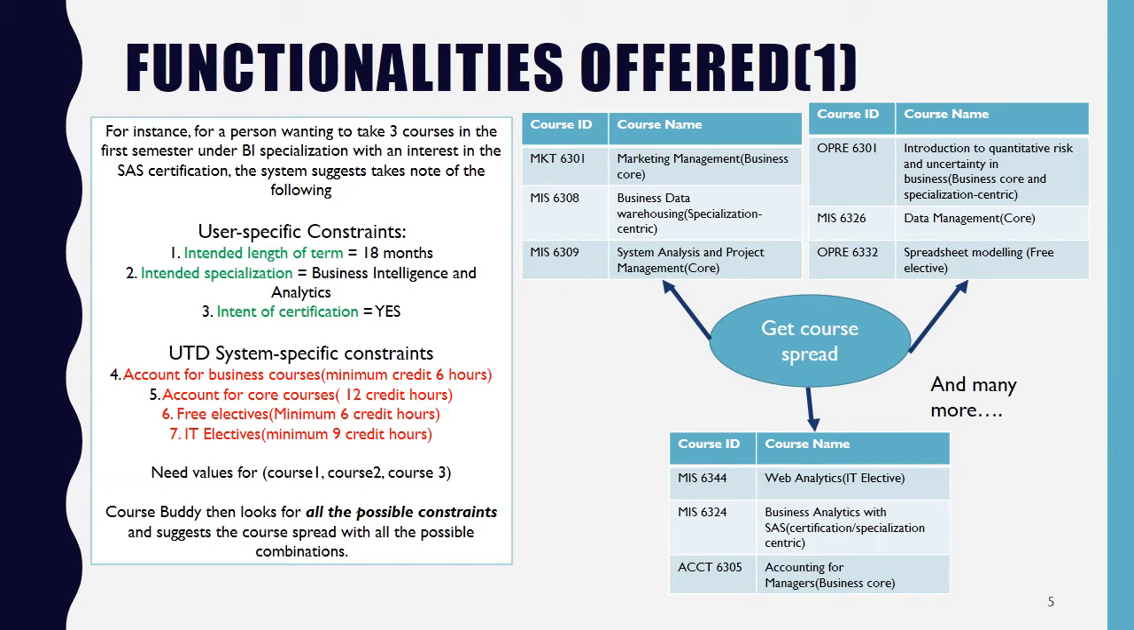Are you still confused about how the system works? Okay, let's give you a real-time scenario. Now consider a case in which a freshman student enrolled in Fall 16 is planning to finish off his MS in ITM course in 18 months and wants to pursue a BI specialization with an interest in SAS certification. Now he will be requesting a course spread. As you can see, CourseBuddy takes into account all the user-specific and the UTD system-specific constraints and accordingly generates all the possible combinations as shown here for the course spread.